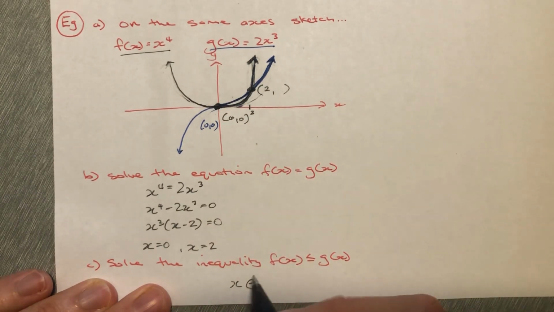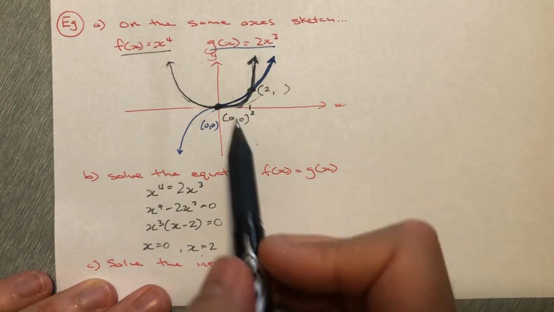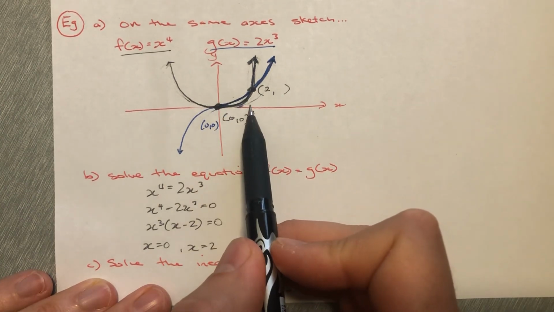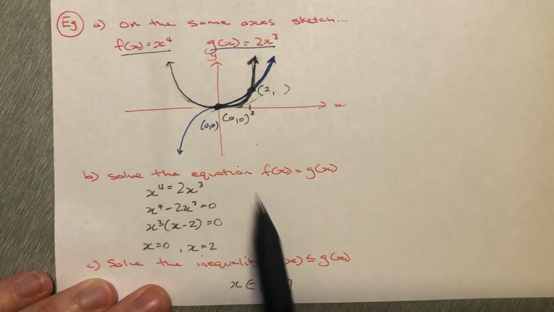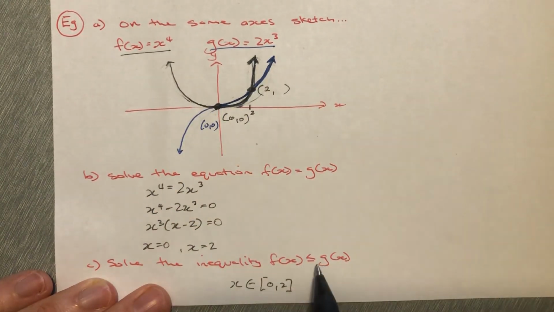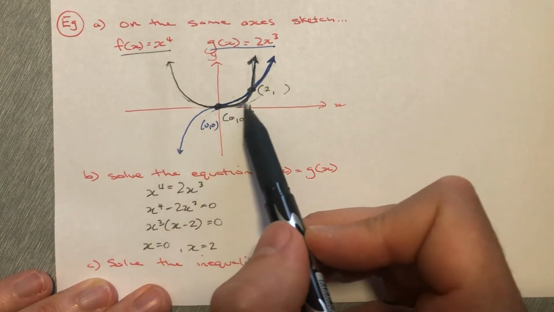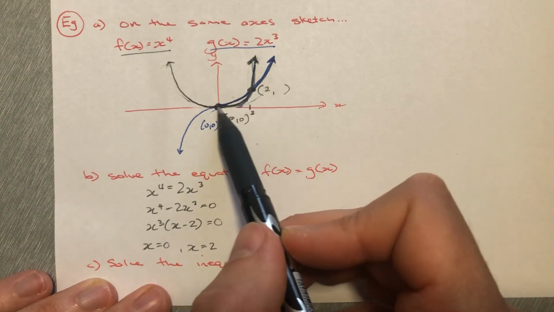So, and also this is equal to, so if it's equal to, we need to have those square brackets, between 0 and 2. So we're saying that when x is between 0 and 2, f of x is less than or equal to g of x, which is that one. So in this section, it's saying that it's lower, which is correct.